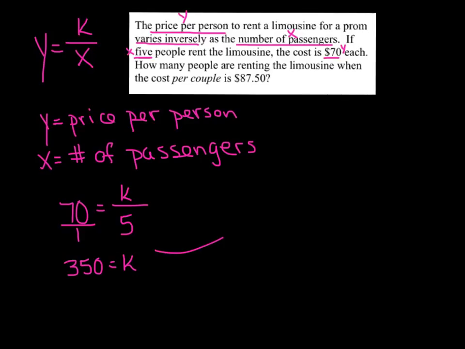Alright, so I'm going to rewrite the equation up here, and I'll say y is equal to 350 divided by x. All I did is just substituted that 350 in for k, now that I know what it is. And we're going to go finish this one up.